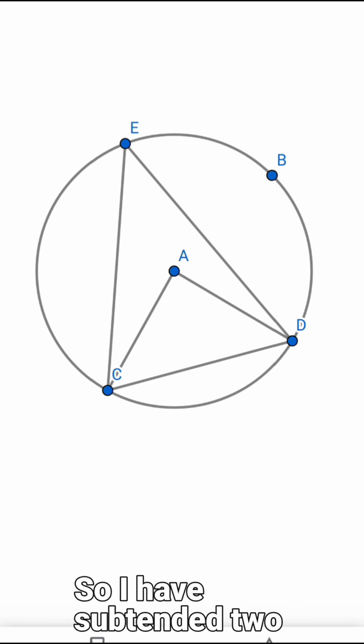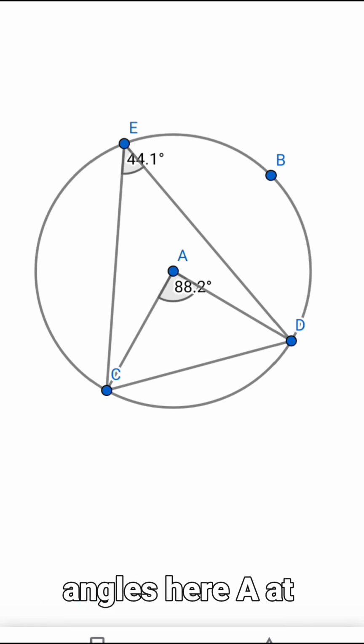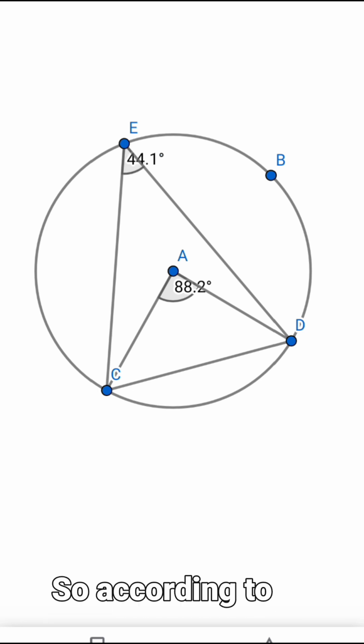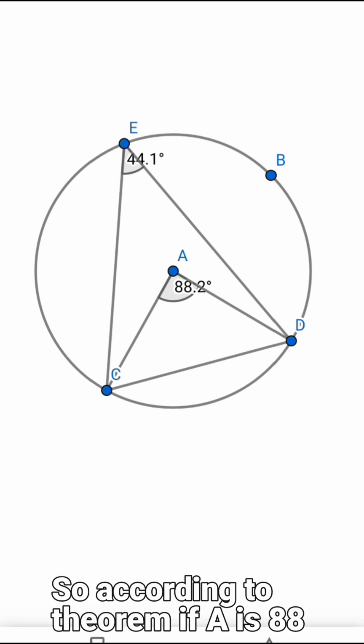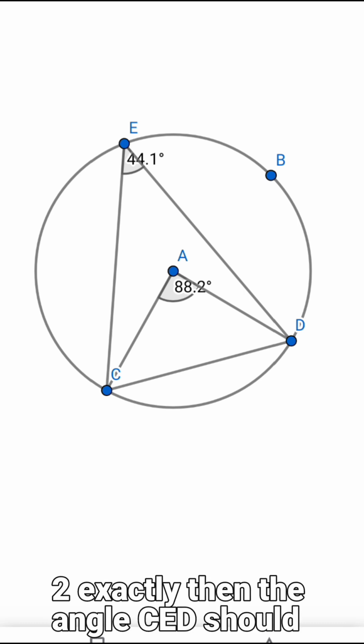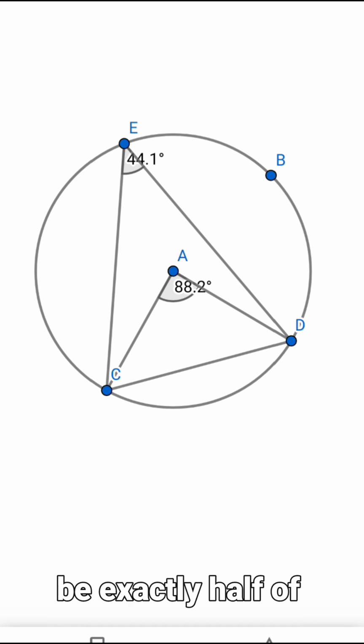So I have subtended two angles here, A at the center and E at the circumference of the circle. So according to the theorem, if A is 88.2 exactly, then the angle CED should be exactly half of it.